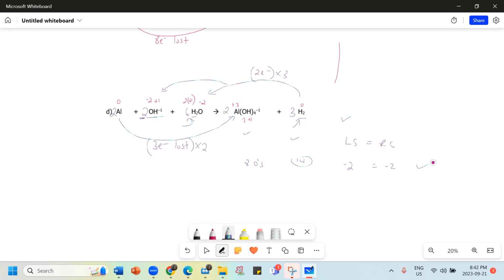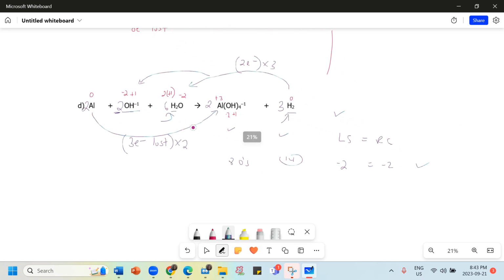Okay. Now, if you're worried that I picked hydroxide here, and why couldn't I have done starting with water, maybe I'll show you how it doesn't change anything, okay?